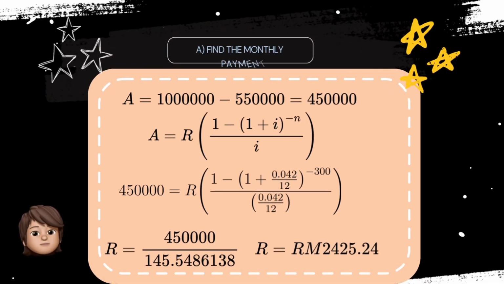Question A. Find the monthly payment. First, to find A, we must minus 1 million with 550,000 and we will get 450,000. Next, we will use the present value formula for this question and calculate until we get 2,425 ringgit and 24 cents for the answer.